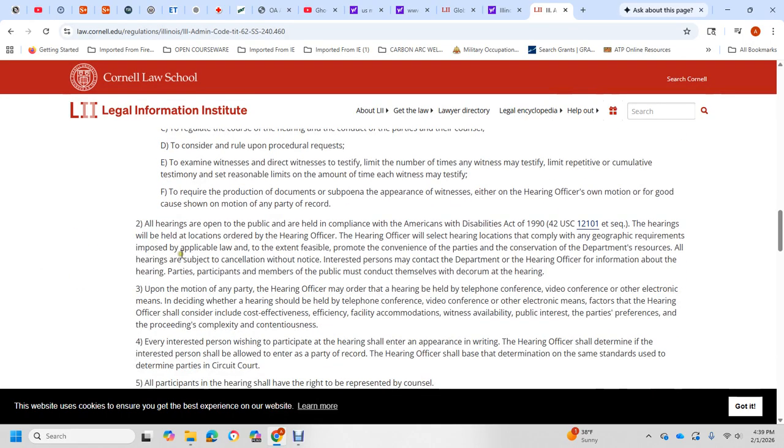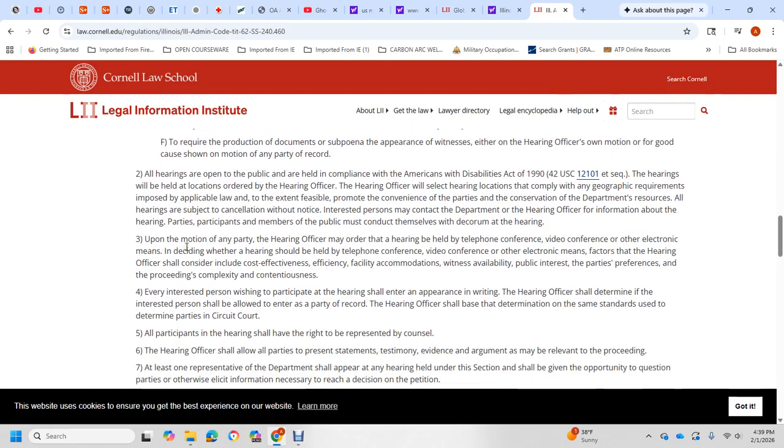on the record. All hearings are public and held in compliance with the Americans with Disabilities Act of 1990. The hearing will be held at a location designated by the hearing officer, complying with the geographical requirements imposed by applicable law to the extent feasible, to promote the convenience of the parties. The department will reach all of the hearing subjects with a notice. Interested persons may contact the department or the hearing officer for information about the hearing. Participants and members of the public must conduct themselves with decorum.